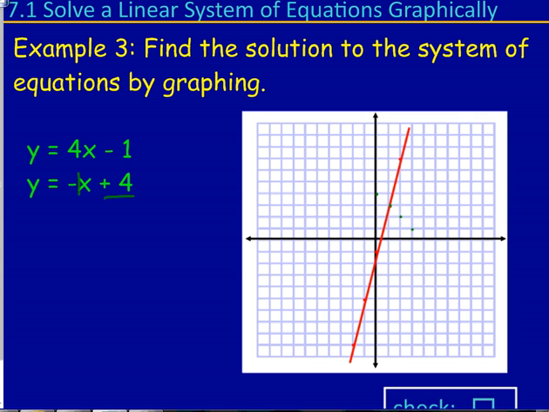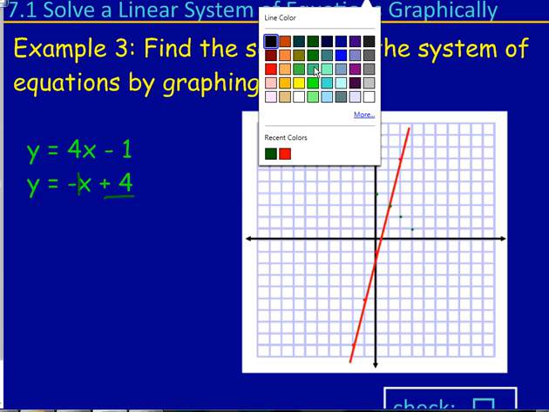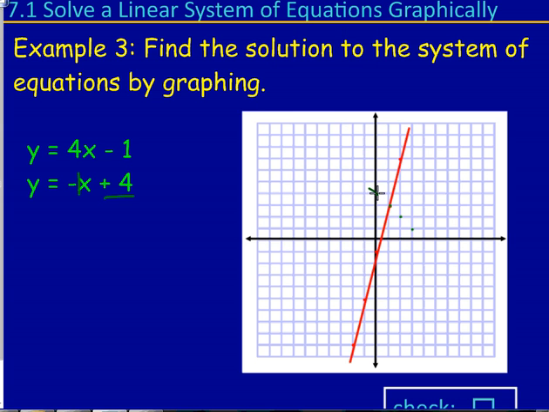Many of you will already see the spot where our lines are intersecting. All right, and so our solution to this particular system is going to be 1, comma, 3. All right, so that's all it is. It's very, very simple. You're just having to graph and then find where they cross over.